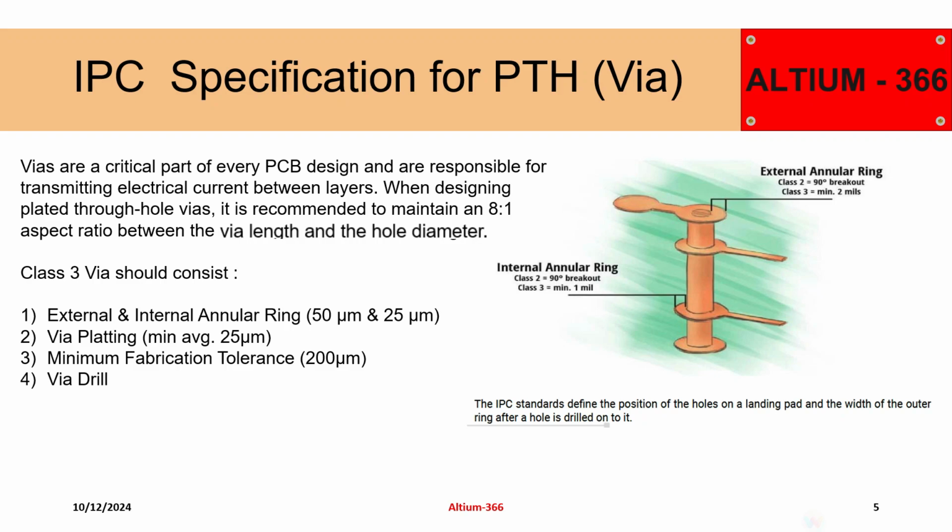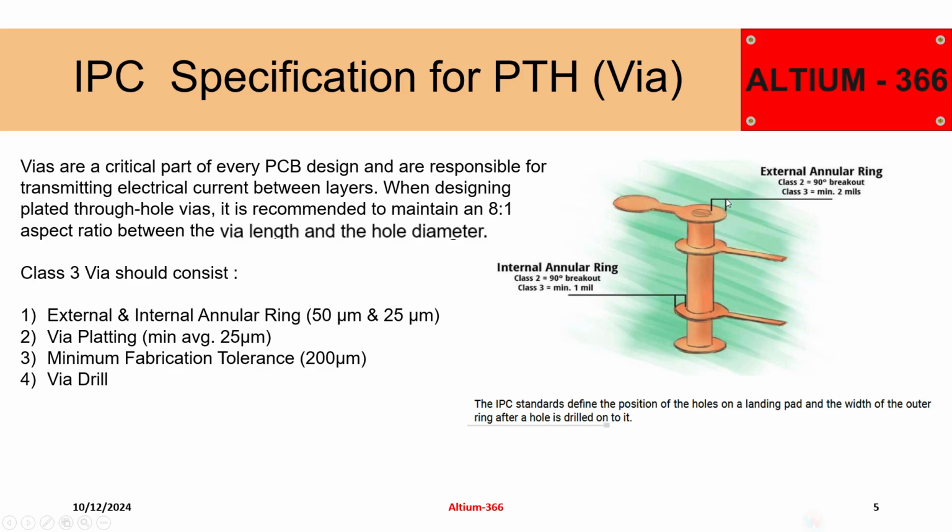Vias are a critical part of every PCB design and are responsible for transmitting electrical current between the layers, connecting the different layers. On the right side you can see a picture of the via. According to IPC class 3, a via should consist of the following four things: external and internal annular rings. Here you can see this distance is called the external annular ring, and this one is the internal annular ring. This is a via on a 4-layer PCB: the top layer, mid layer 1, mid layer 2, and the bottom layer.